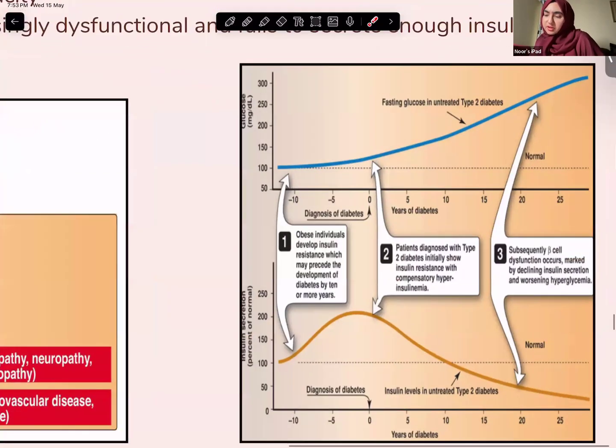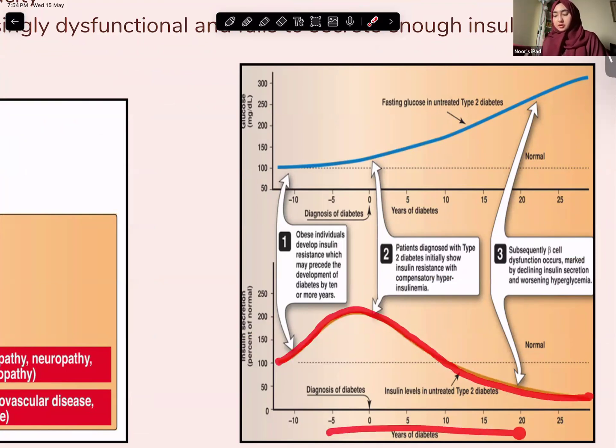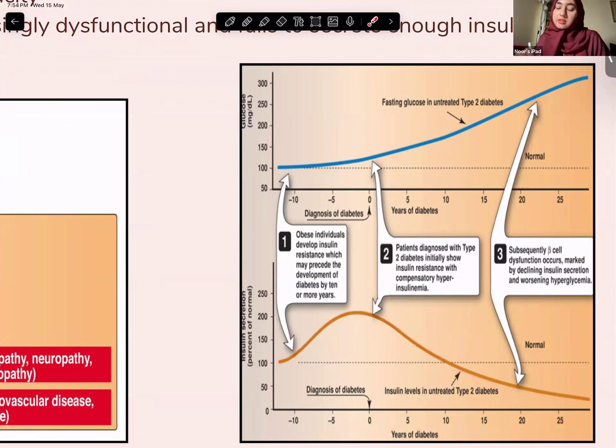And here, I believe I've already explained this concept. This is basically years of diabetes. So this is the graph for insulin secretion over the years, over 25 years. And this is the graph of glucose in the same person. Okay. Now it says obese individuals develop insulin, which may precede the development of diabetes by 10 years or more.